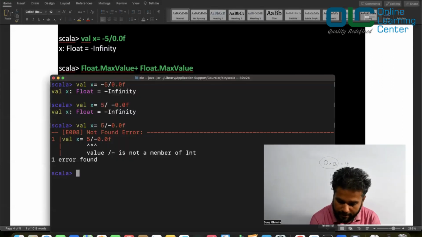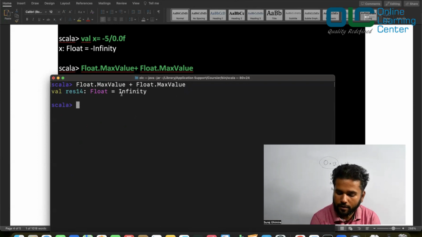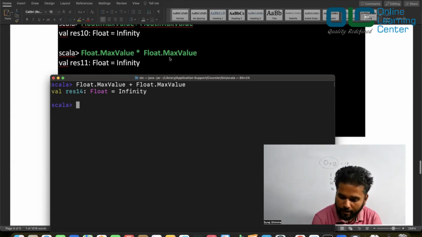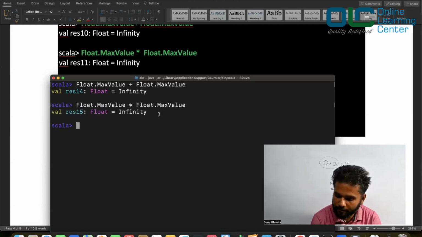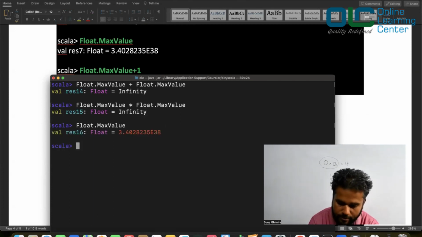Similarly, if I say Float.MaxValue plus Float.MaxValue, this will give me infinity, and that was not the case with your integer type of data, right? If you remember, in integer, when you were doing max plus max, there was a concept of cycle, and it was giving me an output. In this case, that's not the case. Let's say times two, this also gives me infinity. Let's check what the maximum value of this is. The maximum value is 3.4028235E38.